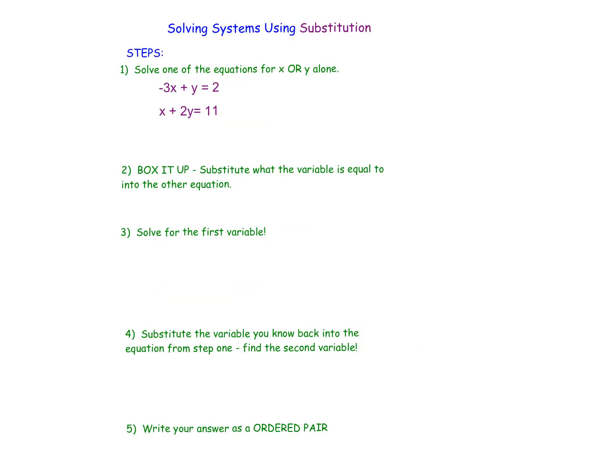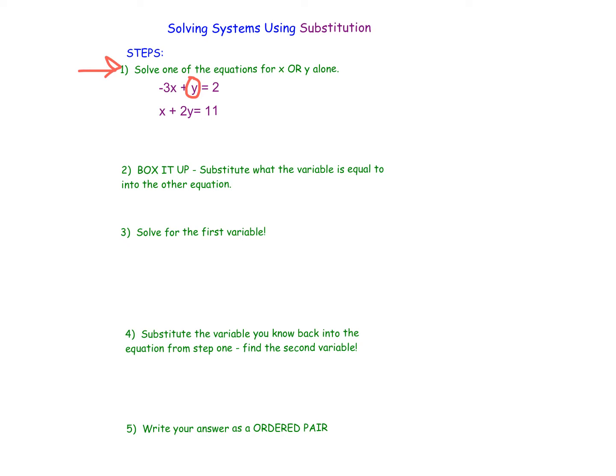So now we're going to walk through those same steps. Our first step is we need to solve one of the equations for x or y alone. When I look here, what I notice is I actually have two options. I could either solve for this y alone in one single step by adding 3x to each side, or this x alone by subtracting 2y from each side. It ultimately doesn't matter, we just need to commit to one. So for this particular problem, I'm going to commit to the y.